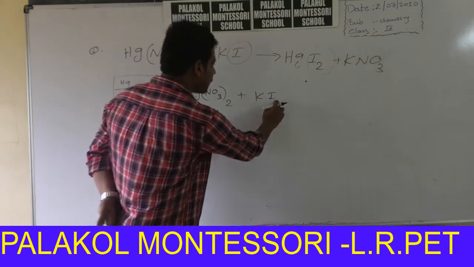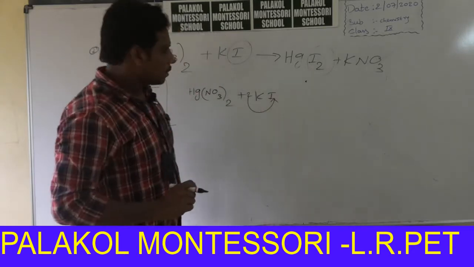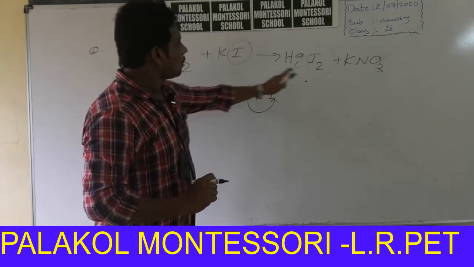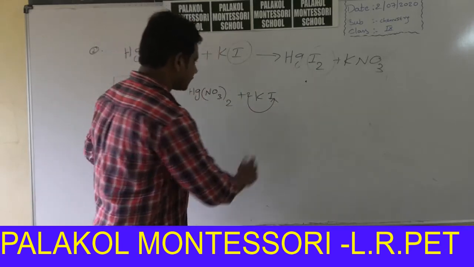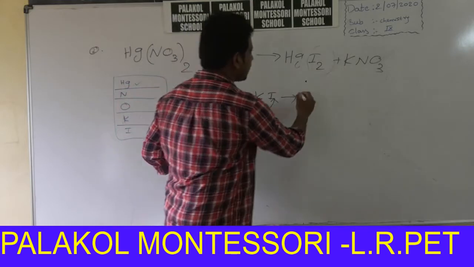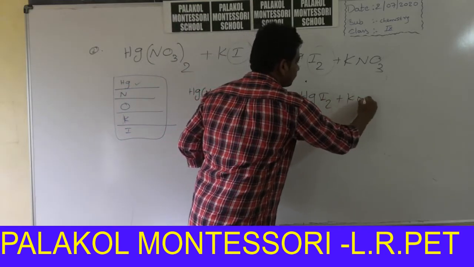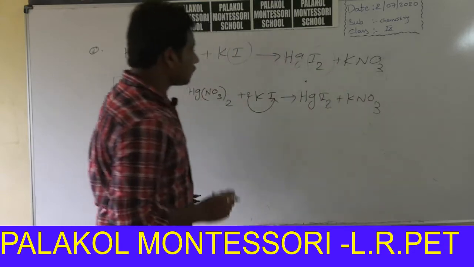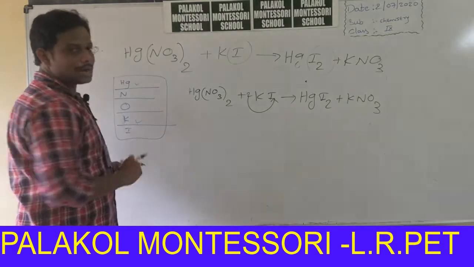Now, write this number here. Then this 2 is related to I, 2 into 1, 2. Here also the number of iodine atoms is 2. So iodine atoms are balanced. Next, write the products as the same: HgI2, KNO3.